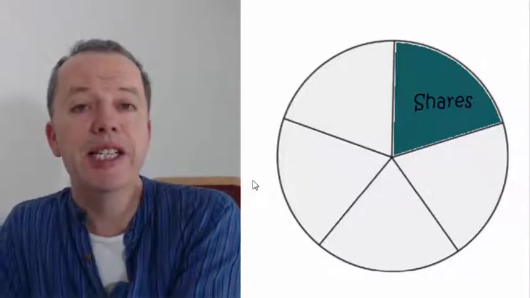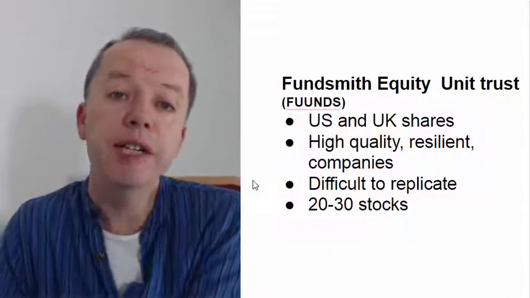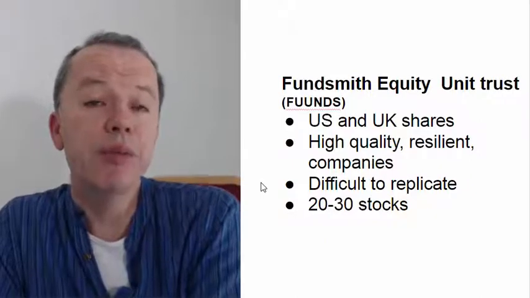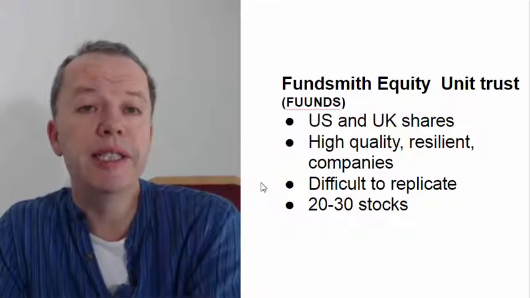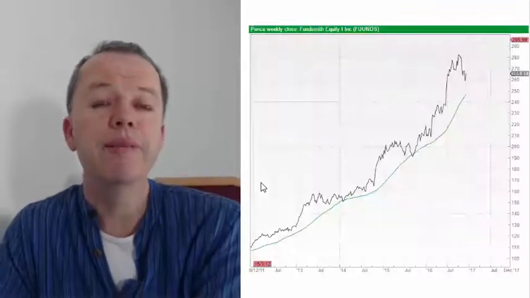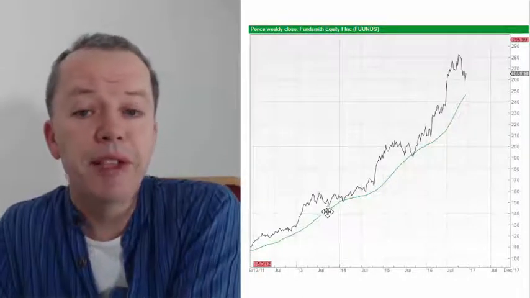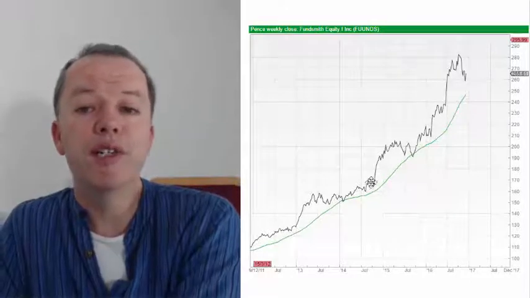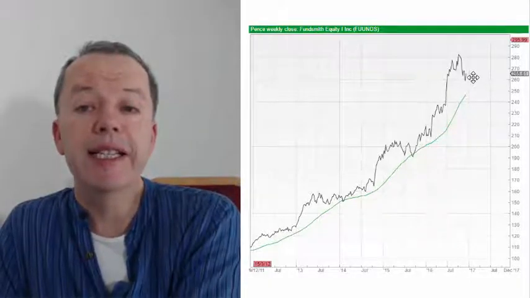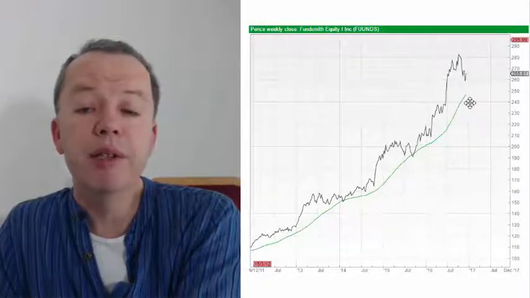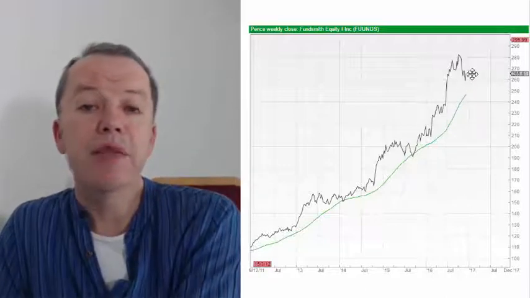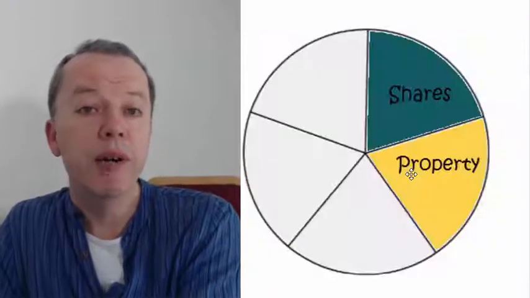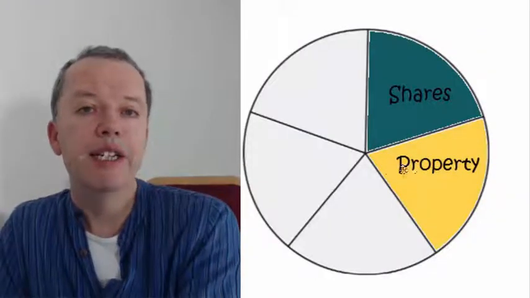Okay, let's look at shares, and what I do is use a unit trust, the Fundsmith unit trust, to have exposure to shares. It's a very popular unit trust at the moment, and you can look it up in your own time. But let's have a look at the graph here. This is a graph of the closing price at the end of each week over the past 5 years, and you can see that it's nicely above the green line, which is the average for the year, and so I'm happy to stay invested in Fundsmith. So nothing for me to do with that portion of my investment portfolio.